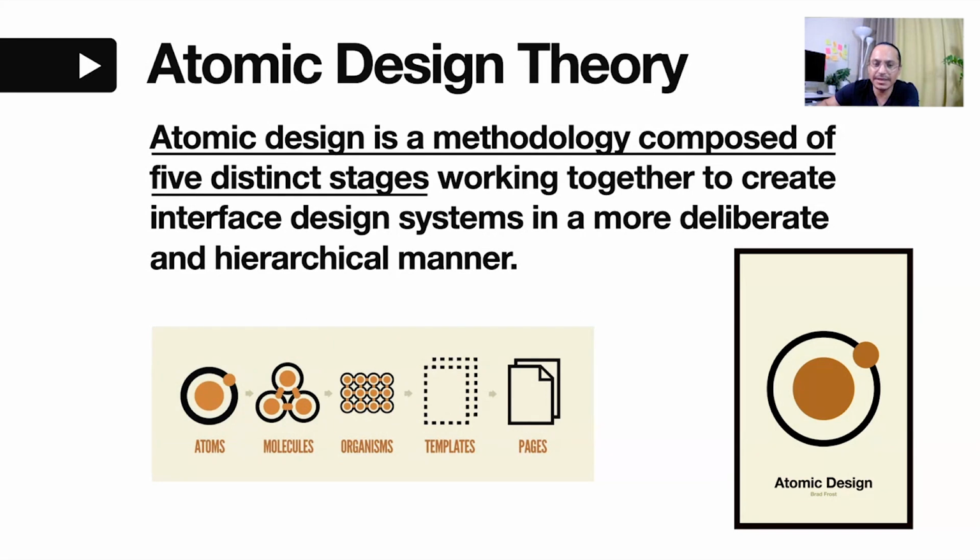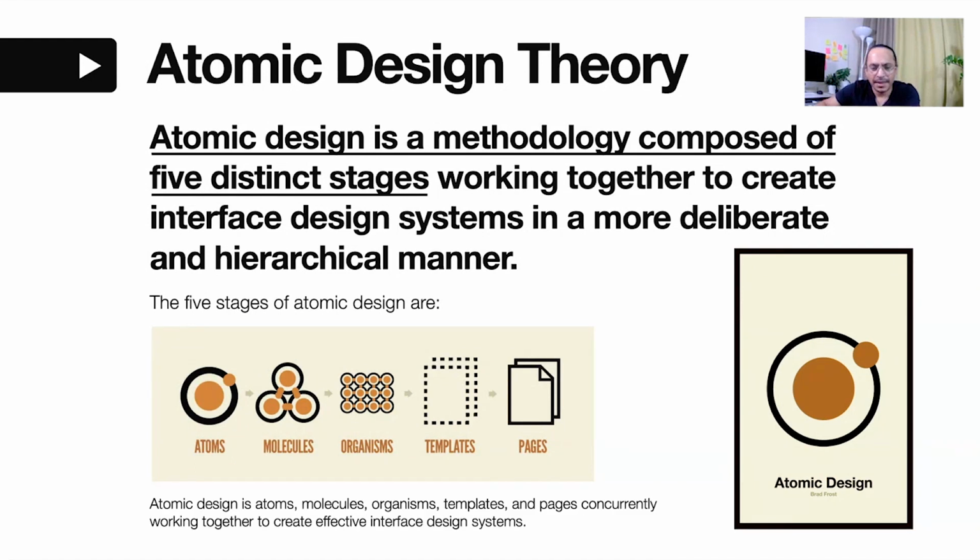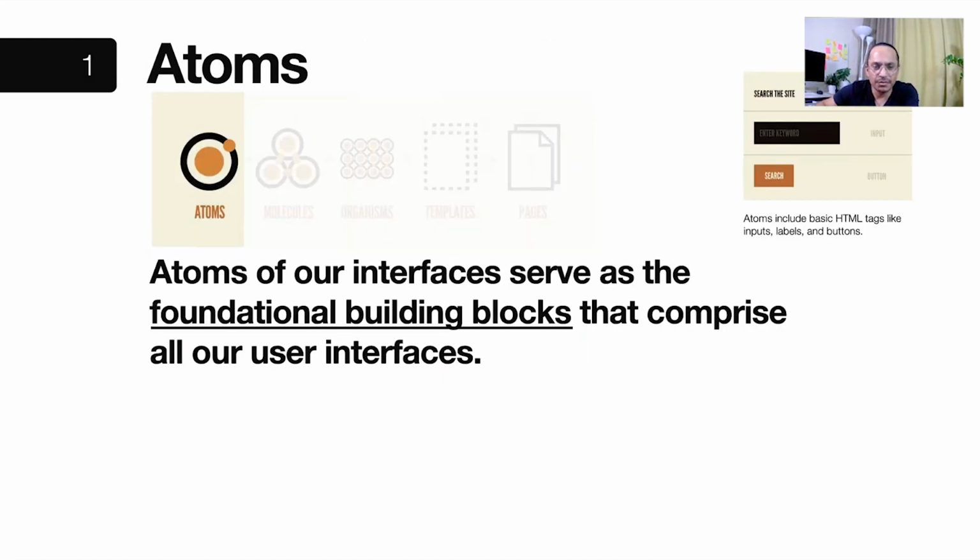Okay, so now atomic design is a methodology composed of 5 distinct stages working together to create interface design systems in a more deliberate and hierarchical manner. So we'll understand that. So these are the 5 stages. Okay, let's see. So this is the first one. So what is the atoms?